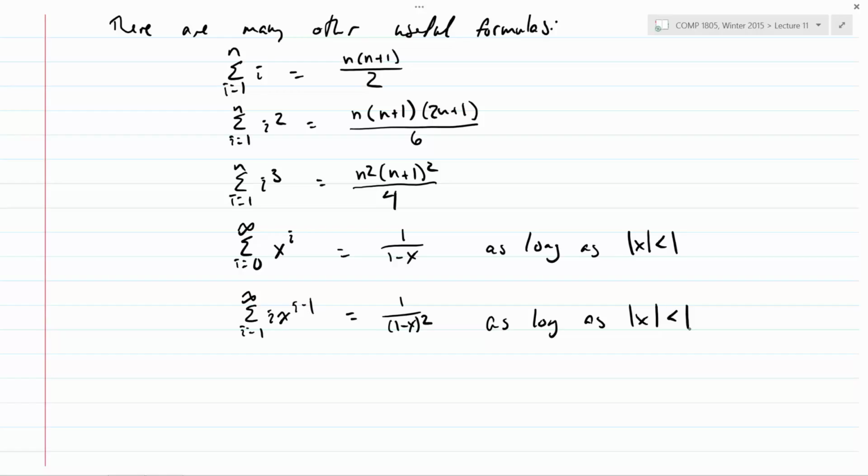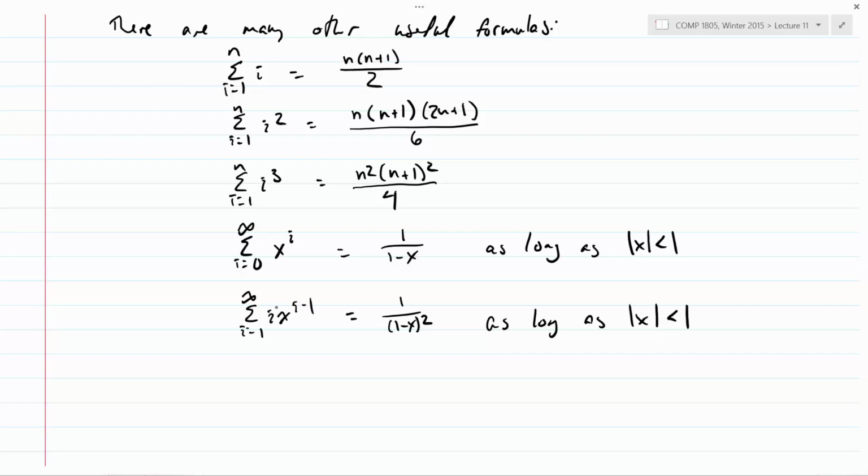It's not completely obvious, and you don't need to know it to be in this course. What happens if you take the derivative of this with respect to x? You get i x to the i minus 1, which is exactly what you get here. That's not a coincidence. All right, so let's try to derive one of these ourselves.